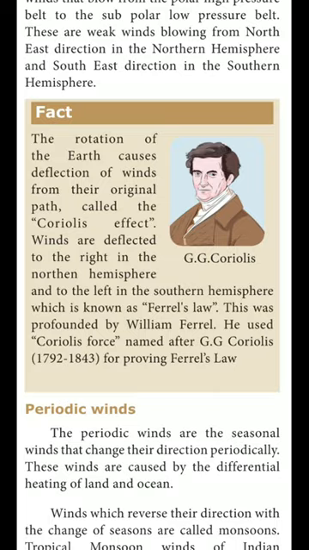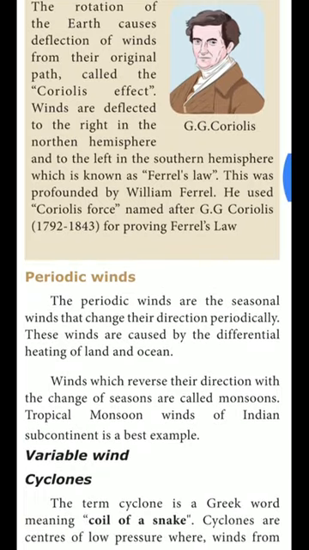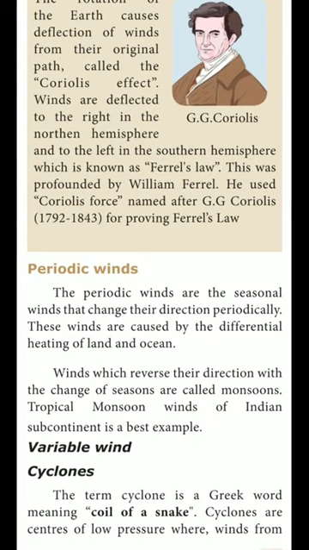What do you mean by this periodic wind? These periodic winds are the seasonal winds that change direction periodically. These winds are caused by the differential heating of land and ocean. So what was the main cause for this periodic wind? It means due to the heat of land and ocean only this wind was blowing. Okay, winds which reverse direction with the change of seasons are called monsoons. The tropical monsoon winds of India are the best example.